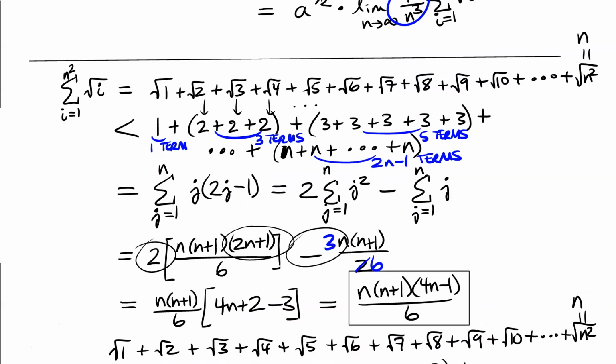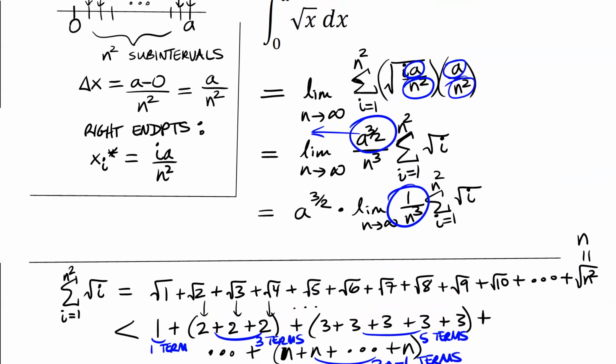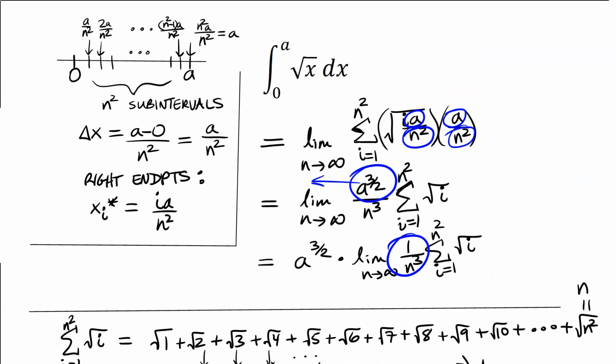And now we can go back up here and we can finally finish this off all the way back up at the beginning, because we've calculated this limit now is equal to 2/3. So we get, which of course is the value of the integral, 2/3 a to the 3/2.